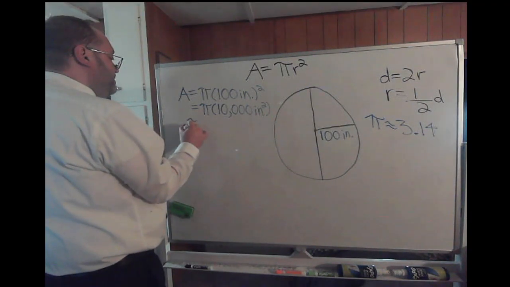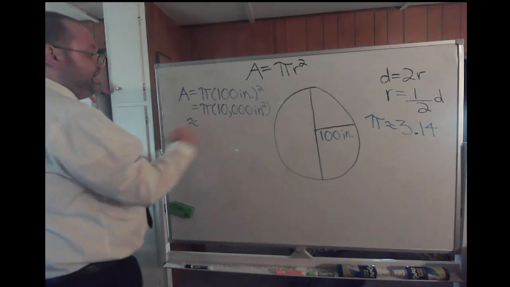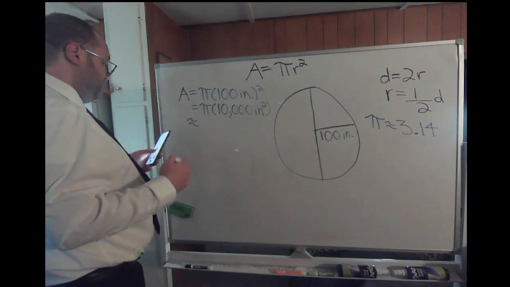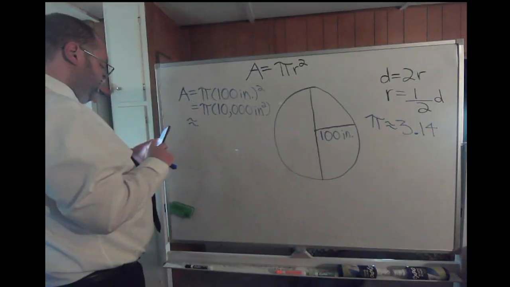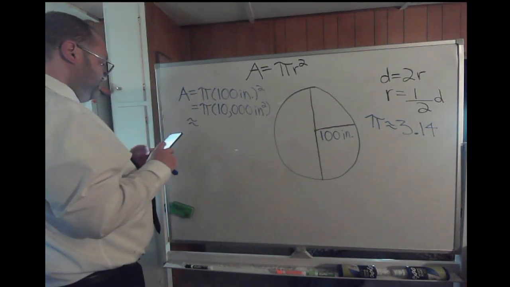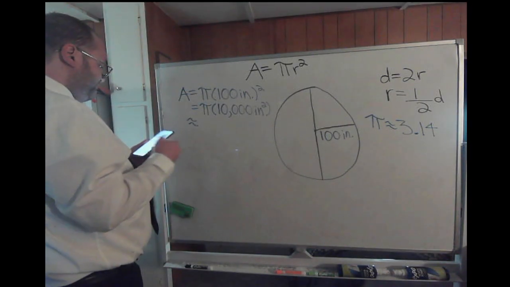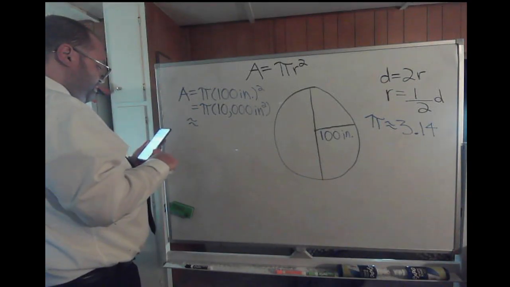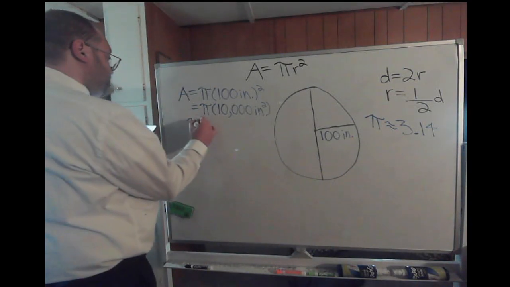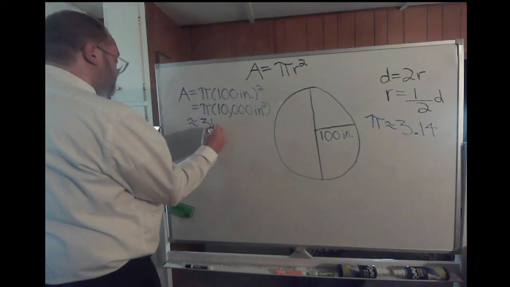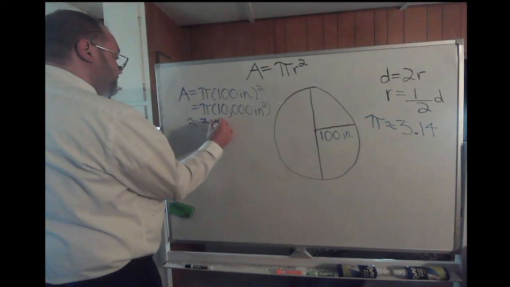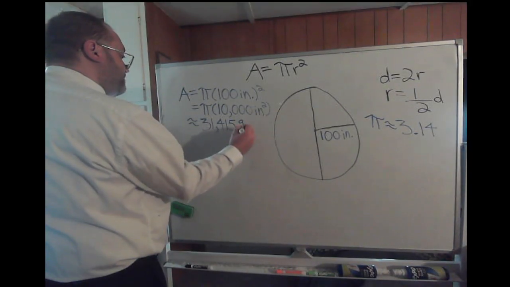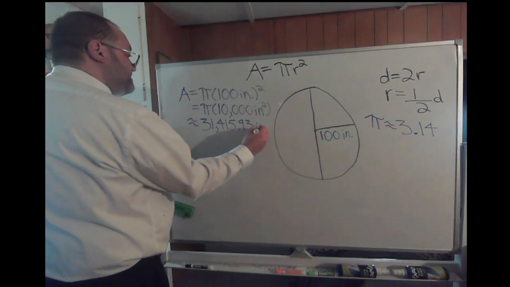And now we do the multiplication here of pi times 10,000, and you'll get an approximate result to 2 decimal places. So pi times 10,000. Come on, marker lid. There we go. So the answer is approximately 31,415.93 inches to the second power.